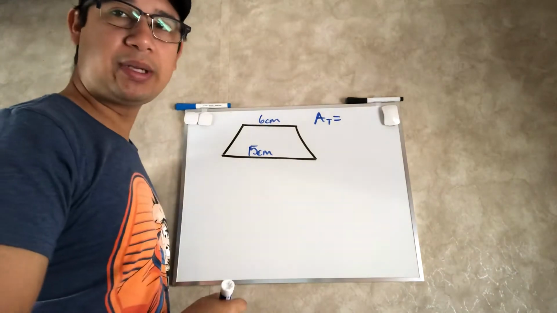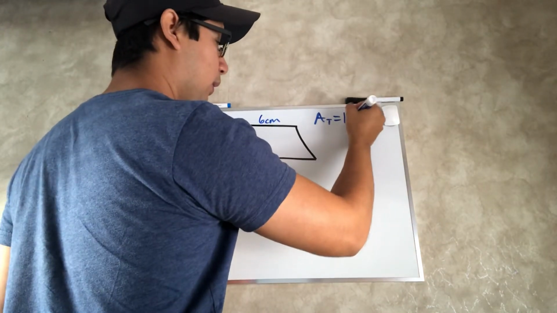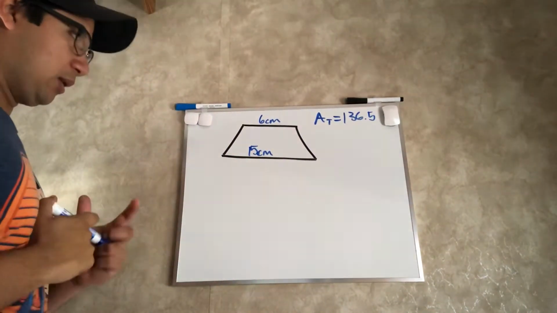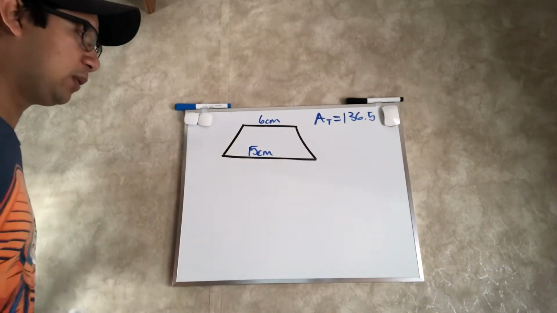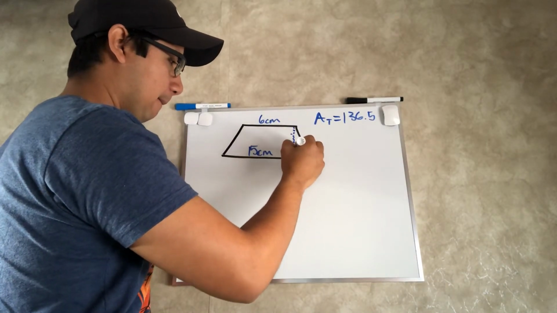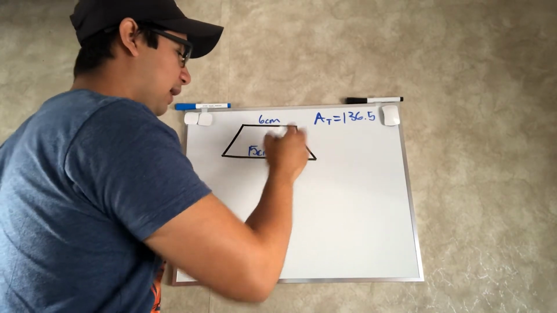Then we know that the area of the trapezoid is 136.5. Okay, and we're looking for the height. So how high is this? We're looking for the height.